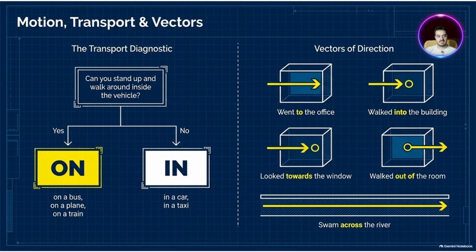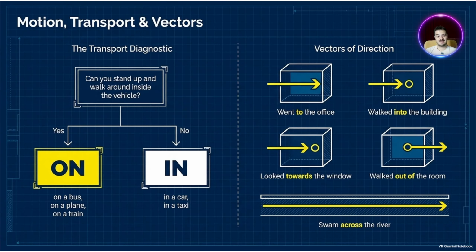Now let's talk about motion and transport and vectors. So the rule with transport diagnostic is if you want to decide if you have to use the word on or in for vehicles, cars, buses, ships, the question that you have to ask yourself is, can you stand up and walk inside it? If the answer is yes, then you should use the word or preposition on. For example, on a bus, on a plane, on a train, on a minibus, on a minivan, probably because you are able to stand up and walk inside it. However, you should use the word in, for example, in a car or in a taxi.